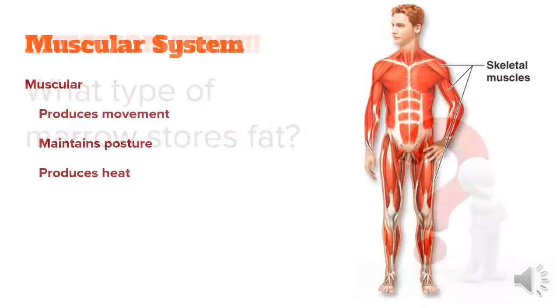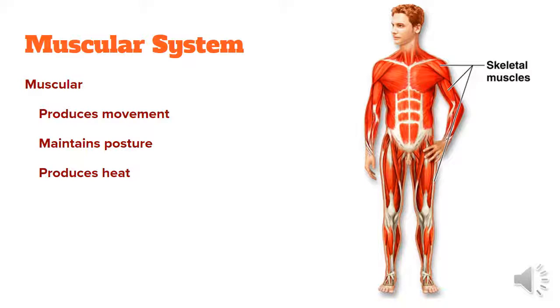All right, so the rest of the systems we're just going to cover fairly quickly. The muscular system produces movement, maintains posture, and produces heat. So when you're exercising, you get warm or hot, and that's because the muscular system produces heat when it's working.